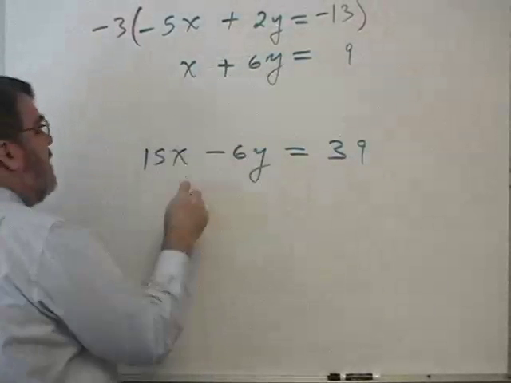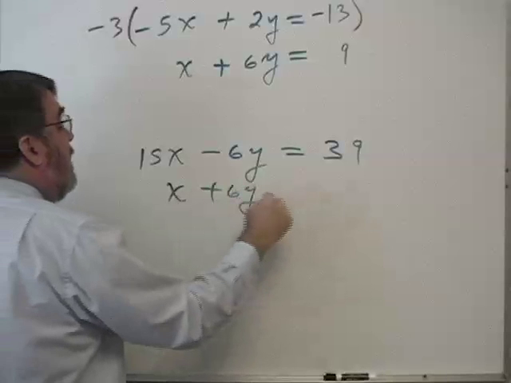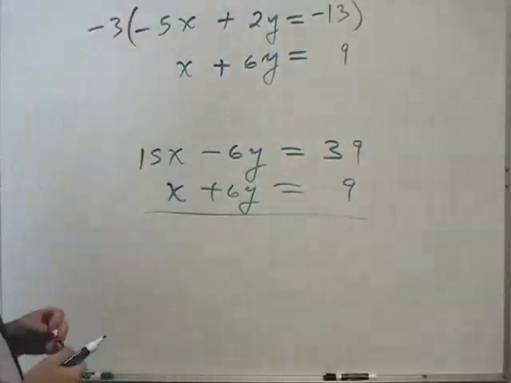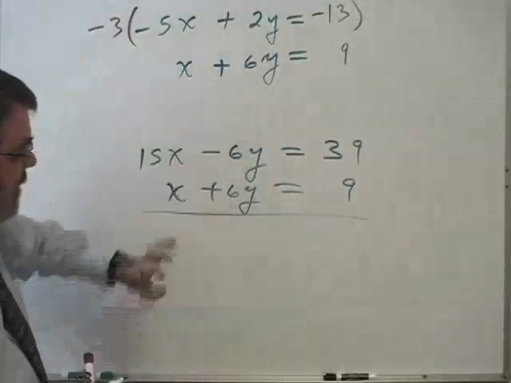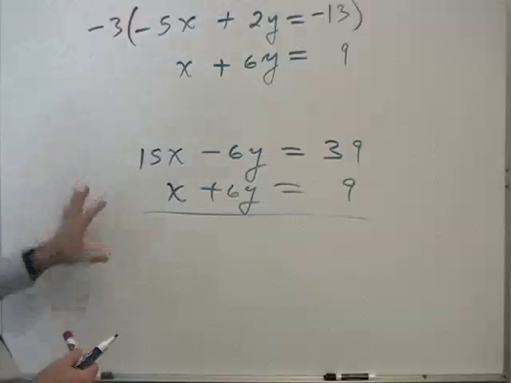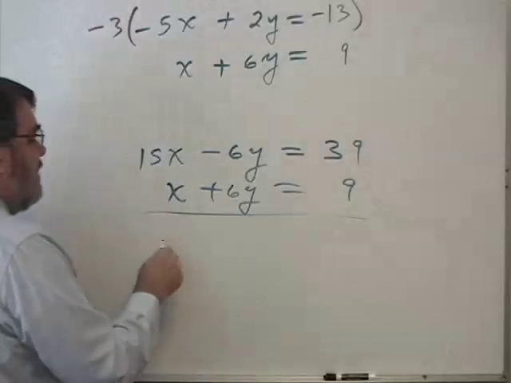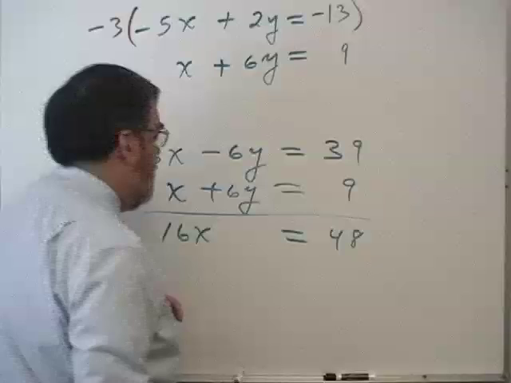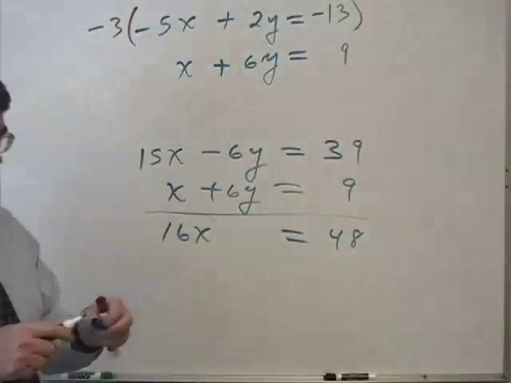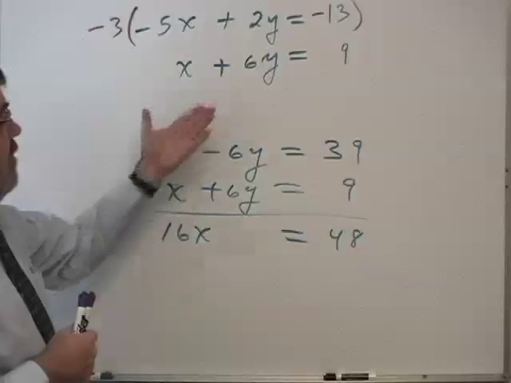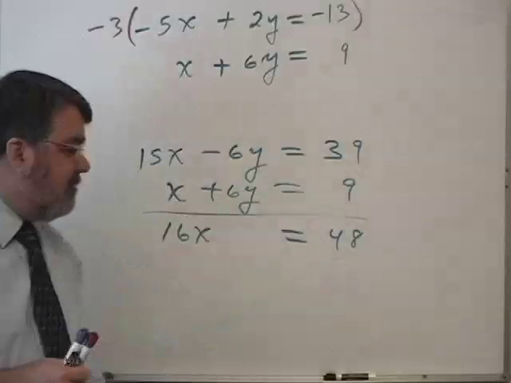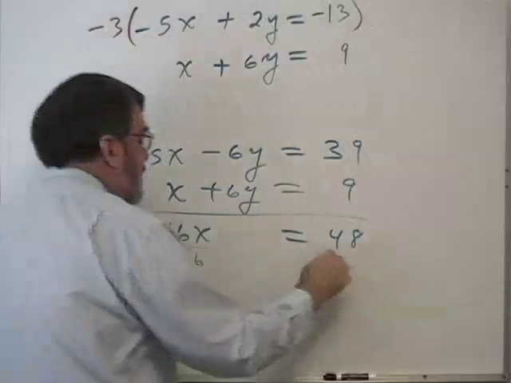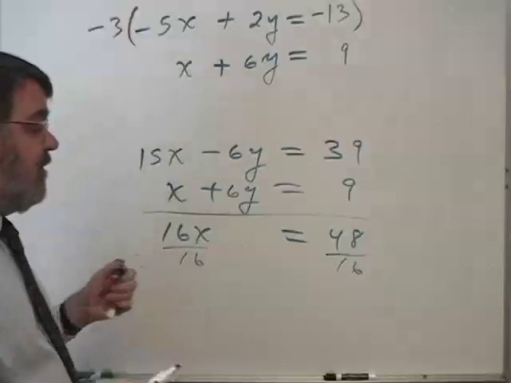Okay, I'm going to recopy the second equation down here: x plus 6y equals 9. And then combine the equations by addition, and you see that the y's are eliminated. This gives me 16x equals 48. And so we've made progress, because by eliminating the y variable, we can now solve for x. 16x equals 48. Divide both sides by 16, and x is exactly 3.